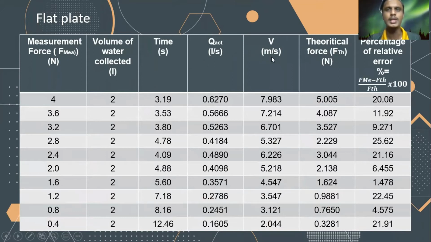So for the V, as we all know, Q is equal to area multiplied by velocity. So we already know the Q, so we just use the formula Q equals AV to calculate our V. And then for the theoretical force, as we all know, for the flat plate, the theoretical force F theoretical is equal to rho A V square. And then we calculate the percentage of relative error. So we take the modulus of that, so the error is always positive.